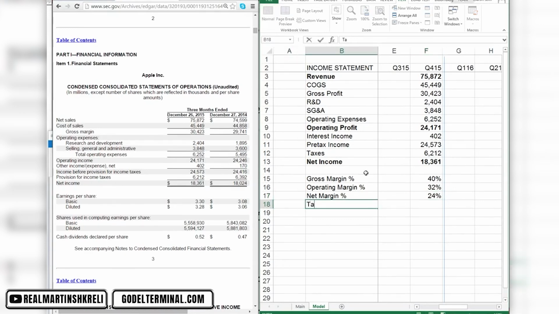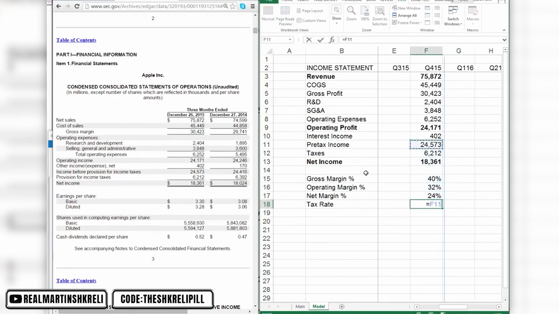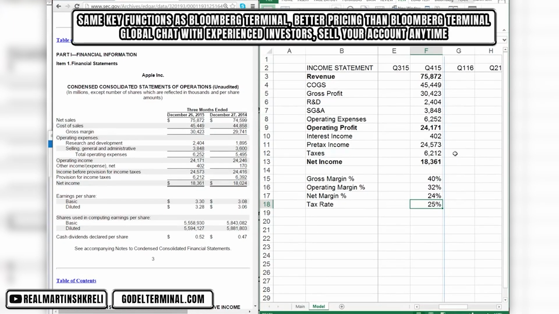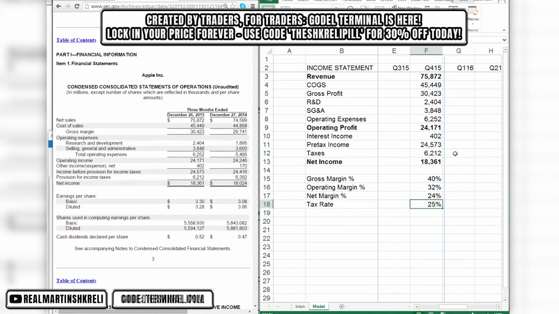They can also calculate a tax rate. What does Apple pay in taxes? Well, they're making 24 billion before taxes. They spent 6 billion on taxes, so 6 divided by 24 is 25%. How about that? Apple pays double or triple the tax, or we all pay double or triple the tax that Apple pays, even though Apple is a corporation. So that's what a lot of people don't like about corporate America. 25% tax rate, that's pretty low.